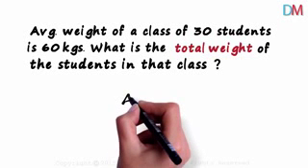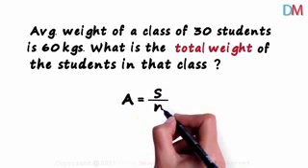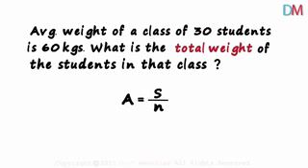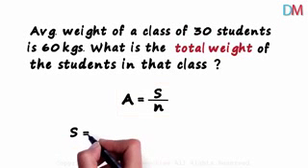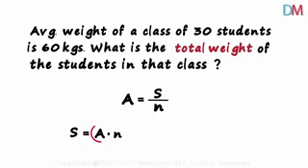We note that the average is equal to the sum of samples over the number of samples. We have been given the number of students and we have also been given the average. We need to find S, which is the total weight of all the students in the class. Rewriting this formula a bit differently, we get S as A times N. A is 60 and N is 30.